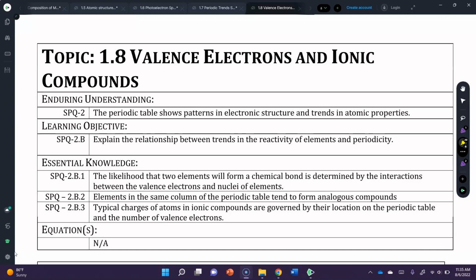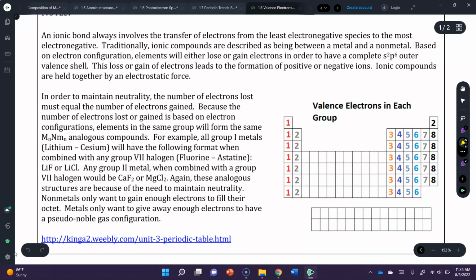So the essential knowledge for this will be looking at the likelihood that two elements will form chemical bonds and how it is determined by the interactions between valence electrons and the nuclei of the elements. That elements in the same column of the periodic table tend to form analogous compounds, and that typical charges of atoms in ionic compounds are governed by their location on the periodic table and the number of valence electrons. So this should be review. We're just going to cover it so that we are all on the same page.